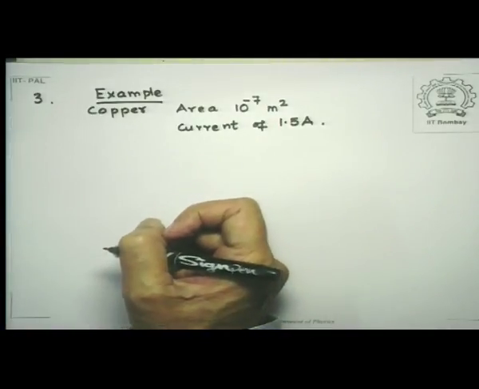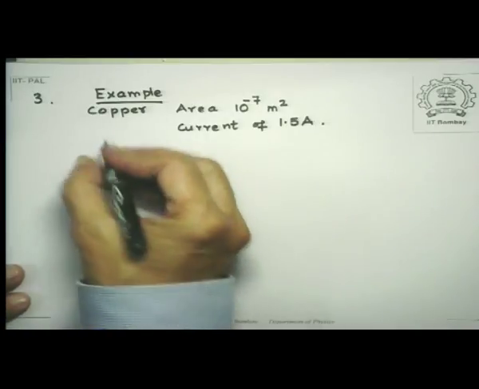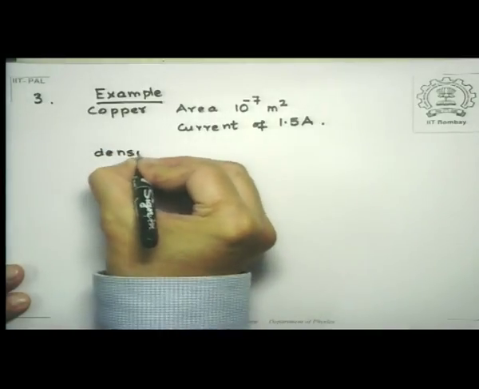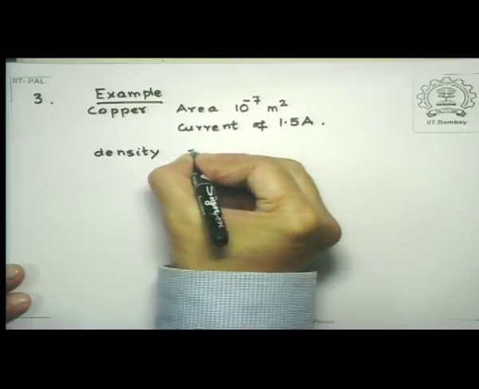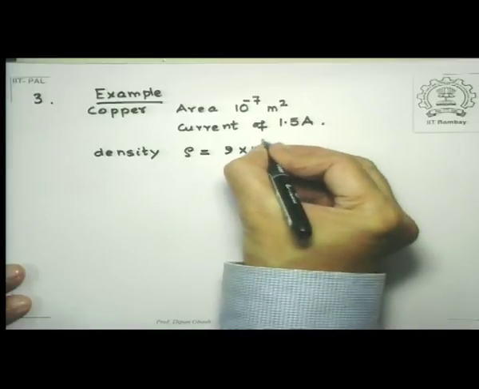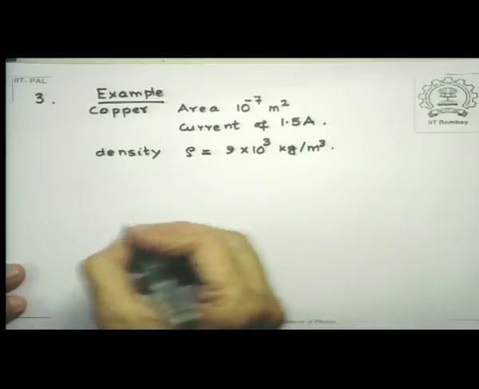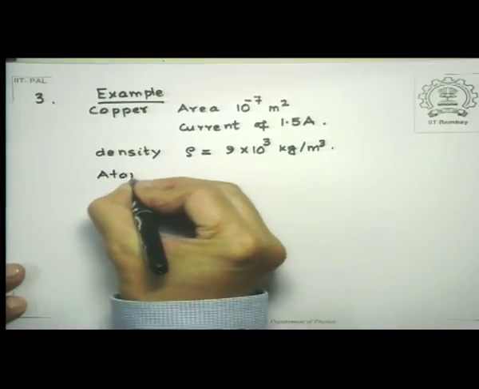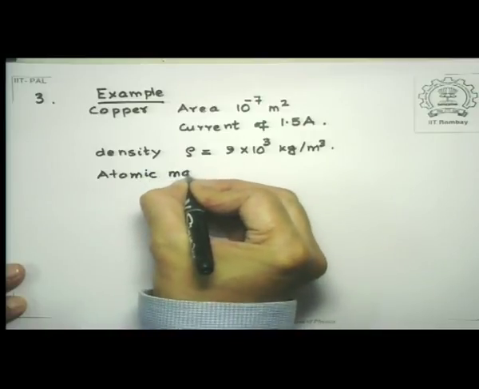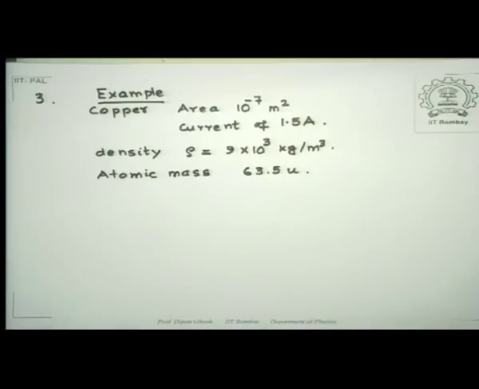We assume that each copper atom provides one electron to the free electron gas, and the density of copper atoms, rho, so not to confuse with n, is 9 into 10 to the power 3 kilogram per meter cube. Atomic mass of copper is 63.5 units. So our problem is to find out what is the drift velocity and the current density.